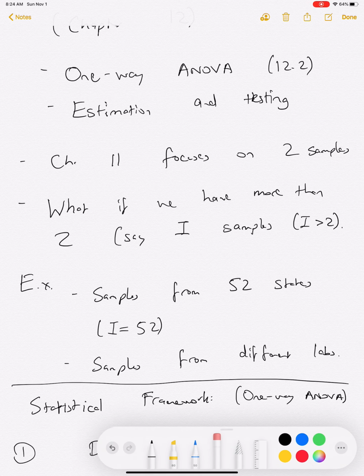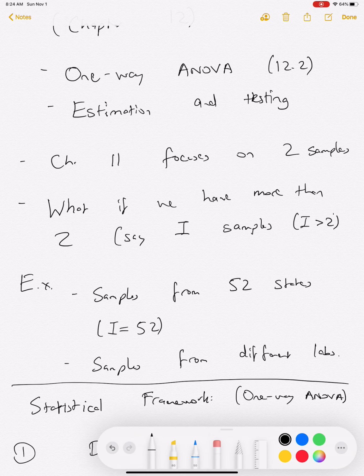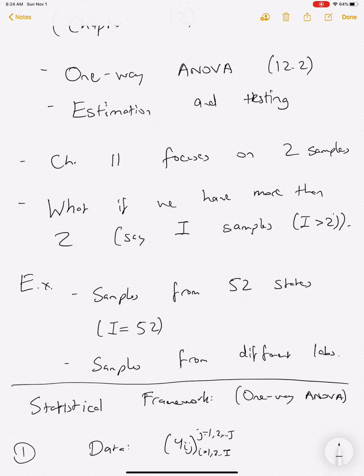So I here is a number that we're going to use to be consistent with the textbook. I is the number of samples or the number of groups. So I is bigger than 2. So for example, we're in the middle of talking about voting, or potentially the voting's already been counted. So we have samples from 52 states. So here I equals 52. And you would expect there to be differences across the states. So here you've got 52 different groups or samples.